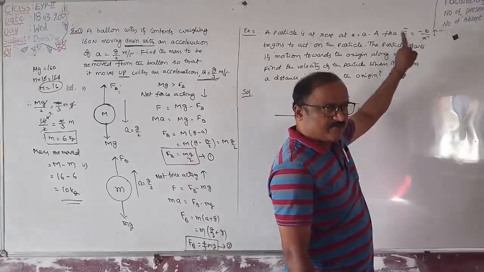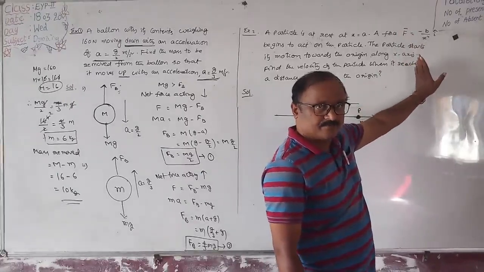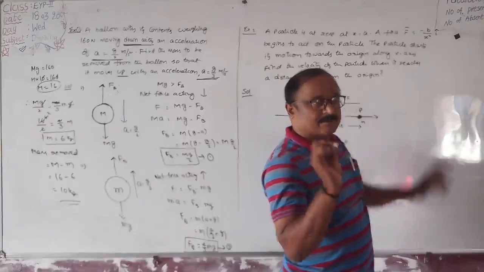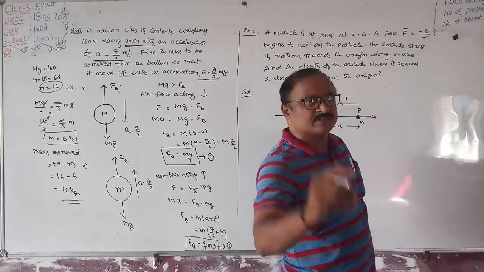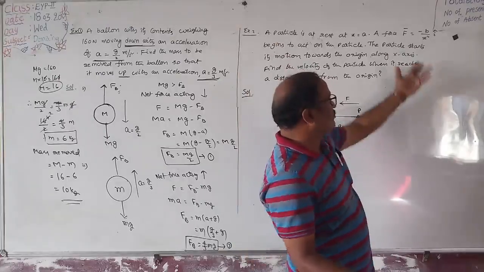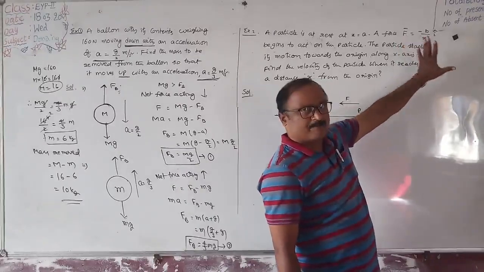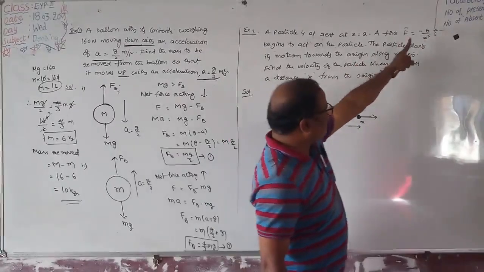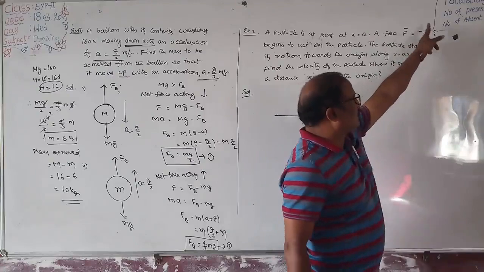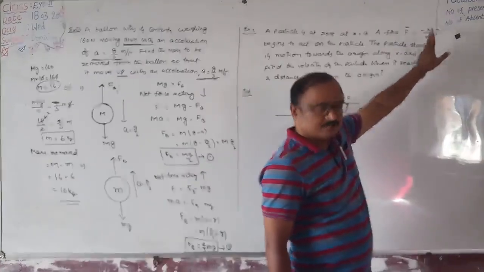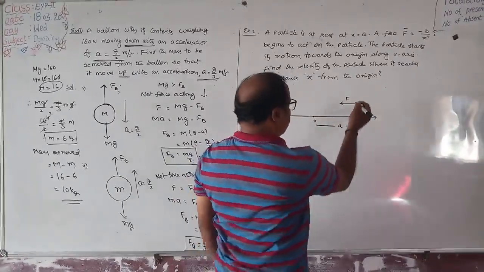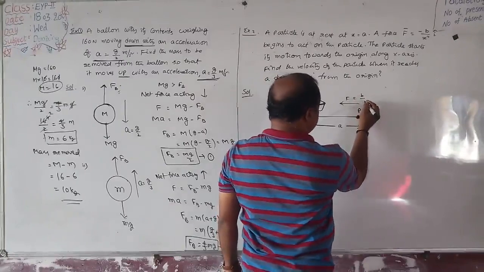We cannot apply the formula F equal to ma directly. The F equal to ma formula is applied only when a constant force is applied on the particle. Here the force is variable. That's why the same formula is not applicable, right? And what is the magnitude of the force? Only magnitude. F is equal to b by x square.